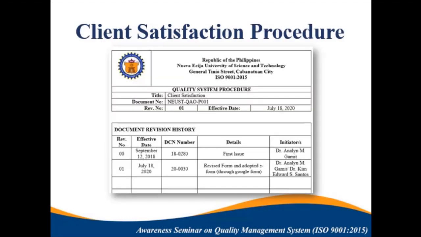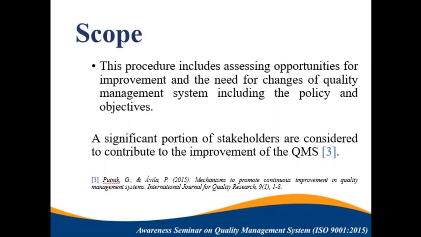So here is our client satisfaction procedure. It was revised last July 18, 2020 to adopt the new normal using e-forms or through Google Forms. Scope. This procedure includes assessing opportunities for improvement and the need for changes of the quality management system, including the policy and objectives. A significant portion of stakeholders are considered to contribute to the improvement of the QMS.